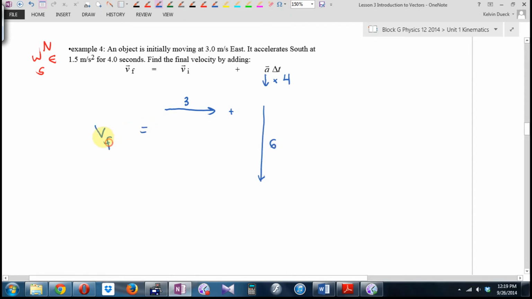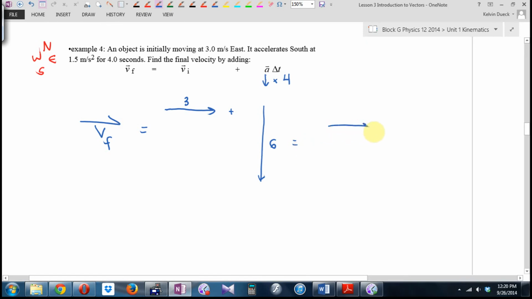That is the picture of V final. Rafi, it's going to be 3 to the right plus 6 down, whatever the heck that is. Hey, how would I add those together? Any suggestions? How might I draw them? Tip to tail, you say.